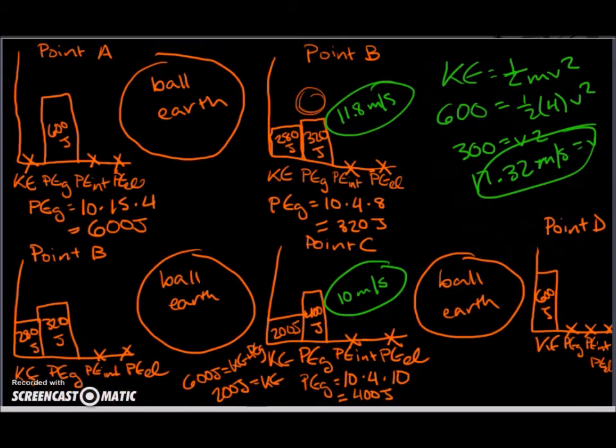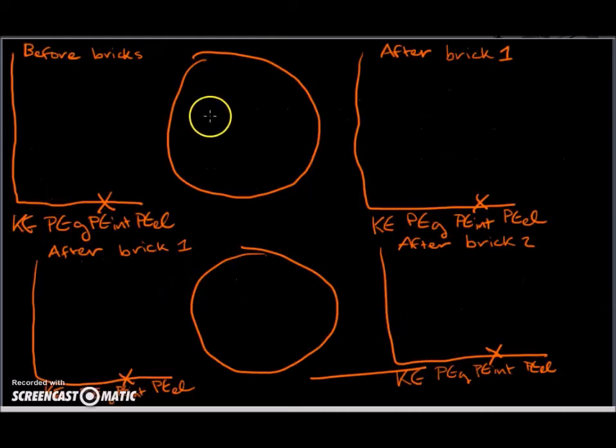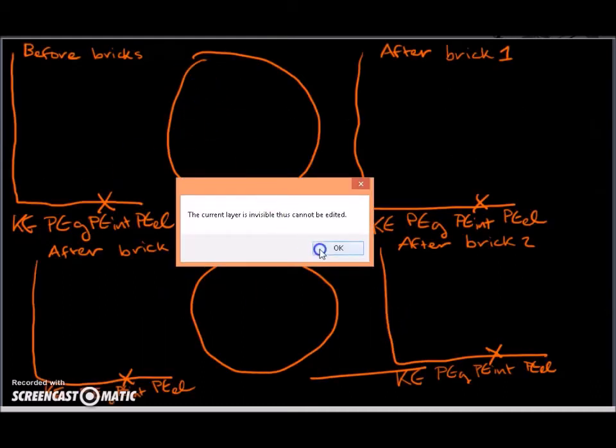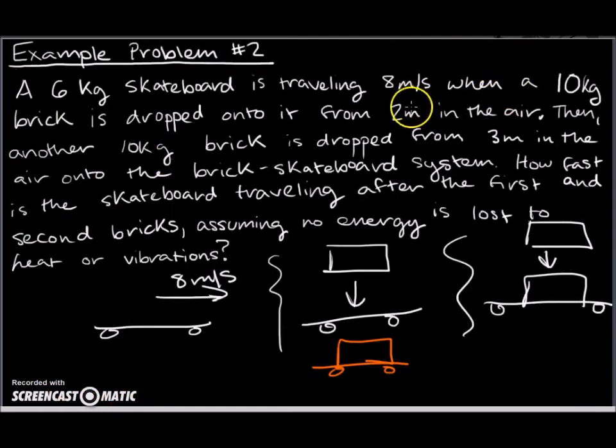In our first situation, we are going to be dropping the brick onto the skateboard. So we're going to be analyzing the brick, skateboard, earth system. The skateboard is rolling along the ground, so it has no potential energy of gravity. But the brick does because it's being suspended 2 meters in the air.